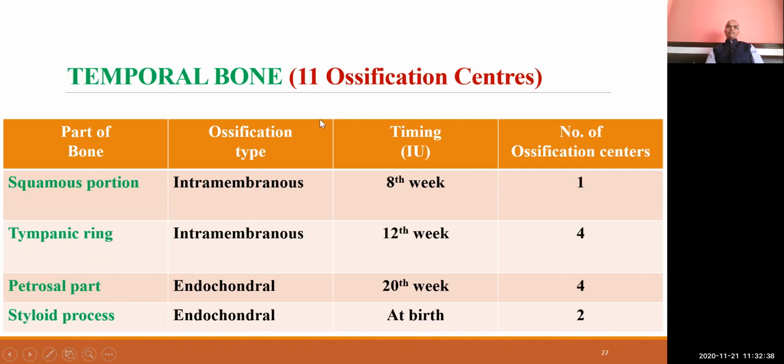The temporal bone has 11 ossification centers. The squamous portion of the temporal bone is formed by the intramembranous method of bone formation at the 8th week of intrauterine life, having 1 ossification center. Tympanic ring is formed by intramembranous ossification at the 12th week of intrauterine life, having 4 ossification centers. The petrous part of the temporal bone is formed by the endochondral method at the 20th week of intrauterine life. It has 4 ossification centers. And the styloid process is also formed by the endochondral method at the time of birth, which has 2 ossification centers.